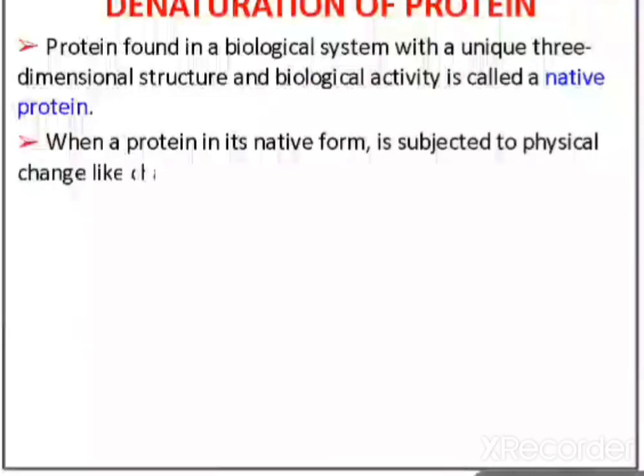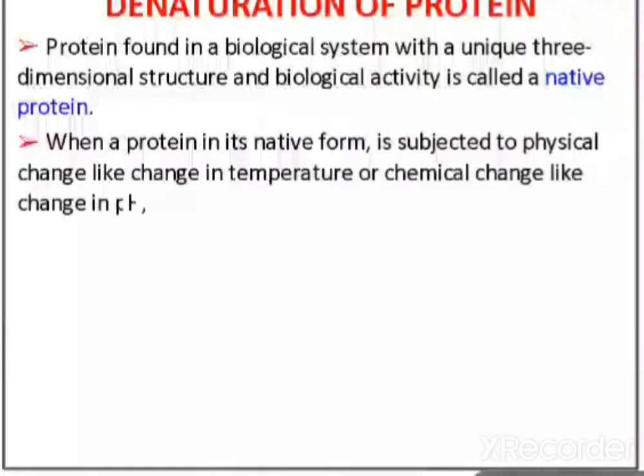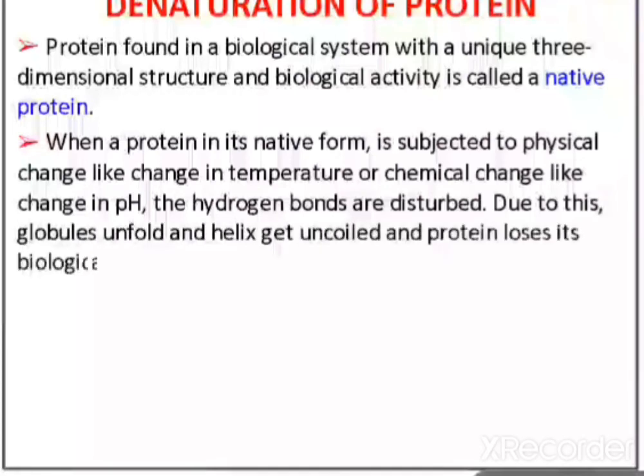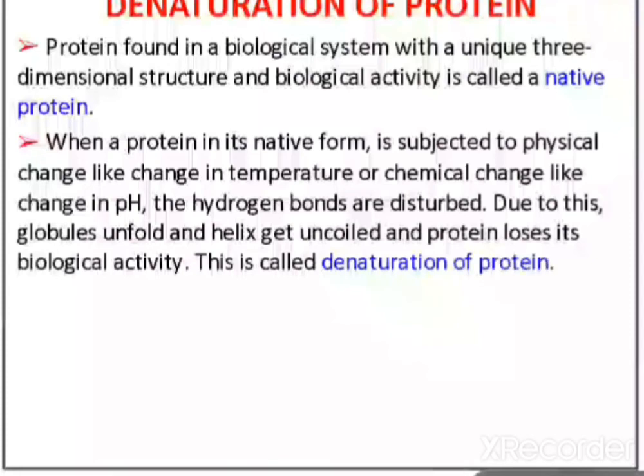When a protein in its native form, meaning biologically active form, is subjected to a physical change like change in temperature, or a chemical change like change in pH, such as addition of acid or base, the hydrogen bonds are disturbed. You know, in secondary, tertiary and quaternary structure, hydrogen bonds are there. These bonds are broken. Due to this, globules unfold and the helix gets uncoiled.